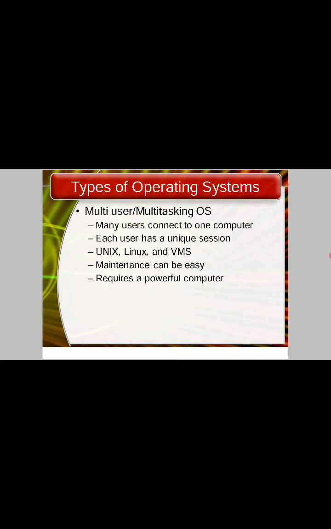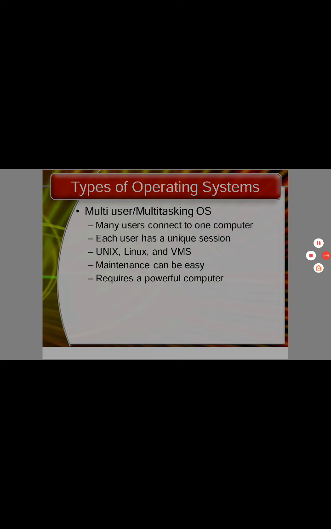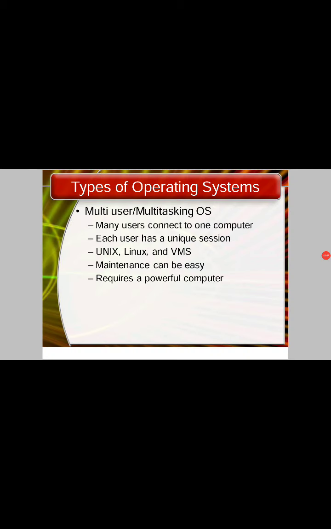Next type of operating system is multi-user or multitasking operating system. It means many users can operate a single computer, or many users are allowed to connect to the same computer and work with each other. Each user has a unique session, meaning every user has username and password credentials. Examples are Unix, Linux. Maintenance can be easy and it requires a powerful computer.